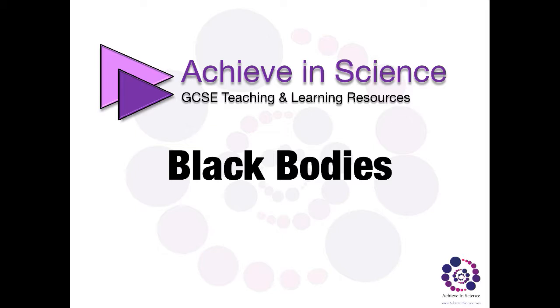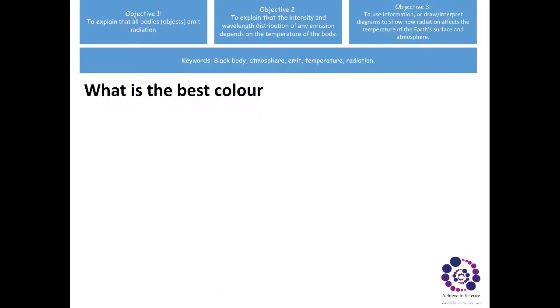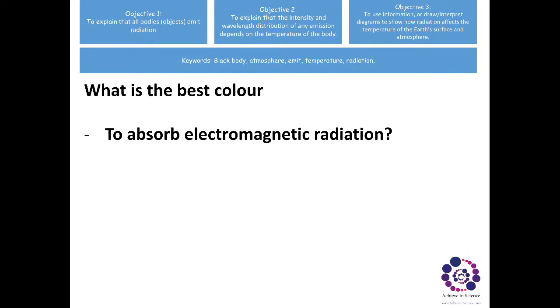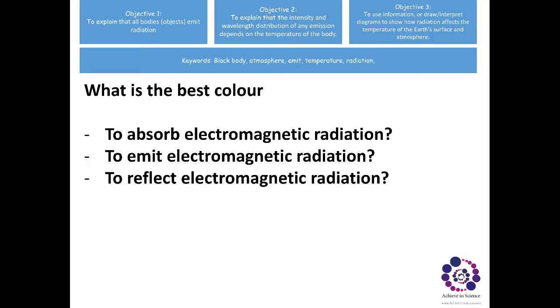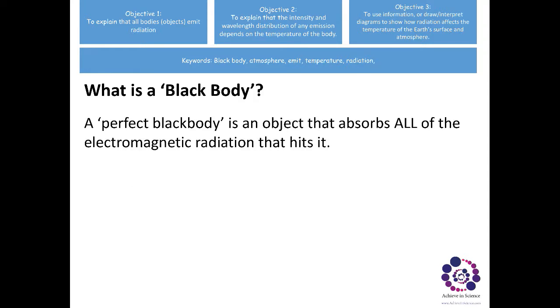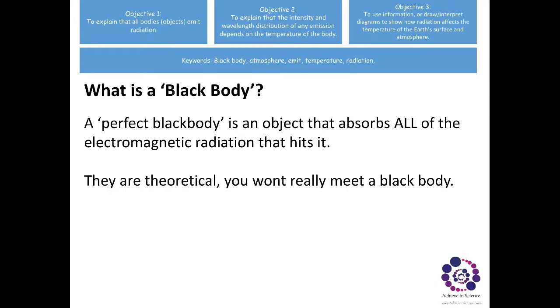This video is all about black bodies. What is the best colour then that absorbs electromagnetic radiation, that emits it and that reflects it? Hopefully we'll address some of these questions during this video. Well, what is a black body? Well, a perfect black body is an object that absorbs all of the electromagnetic radiation that hits it. This is only theoretical though. You won't really meet a black body.